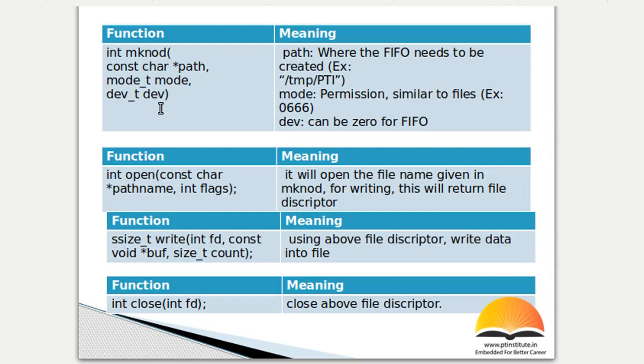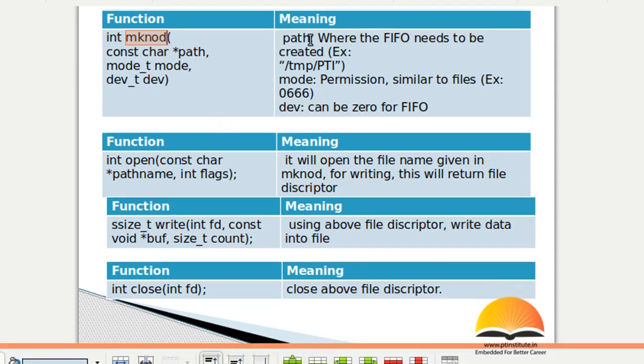While writing the program, we need the following system calls. One is mknod. First we have to create the node, that is the FIFO file. The parameters are path, mode, and dev. Path is the file we want to create. Mode is the permission we want to give. And dev, currently we can write 0 here in the case of FIFO. We'll discuss this later.